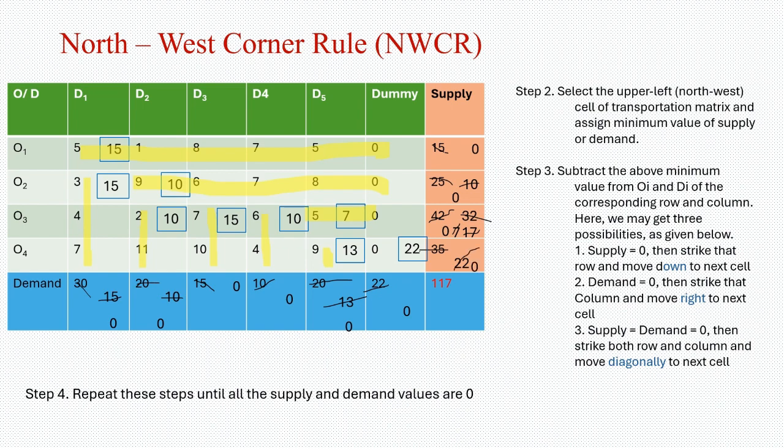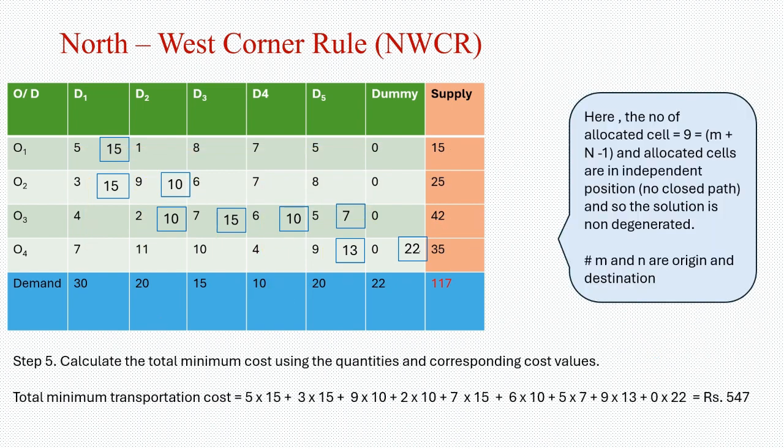Next step is to calculate minimum feasible transportation cost. These are quantities and these are allocated values. Calculate the total minimum cost of transportation by adding the product of the above values. Total minimum transportation cost is equal to 5 times 15 plus 3 times 15 plus 9 times 10 plus 2 times 10 plus 7 times 15 plus 6 times 10 plus 5 times 7 plus 9 times 13 plus 0 times 22 is equal to 547 rupees.